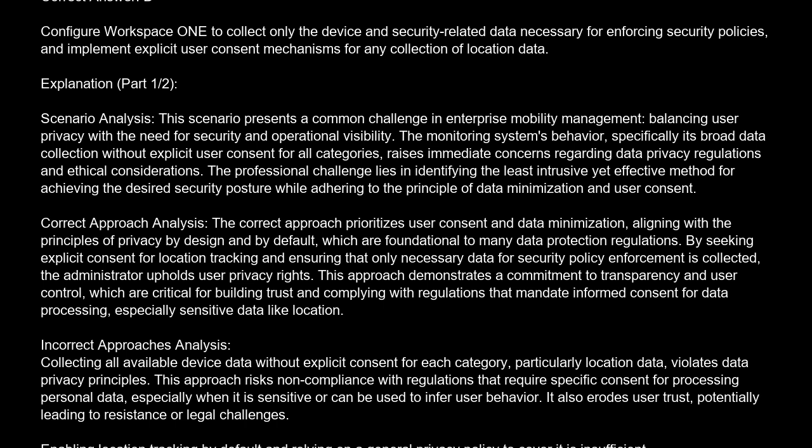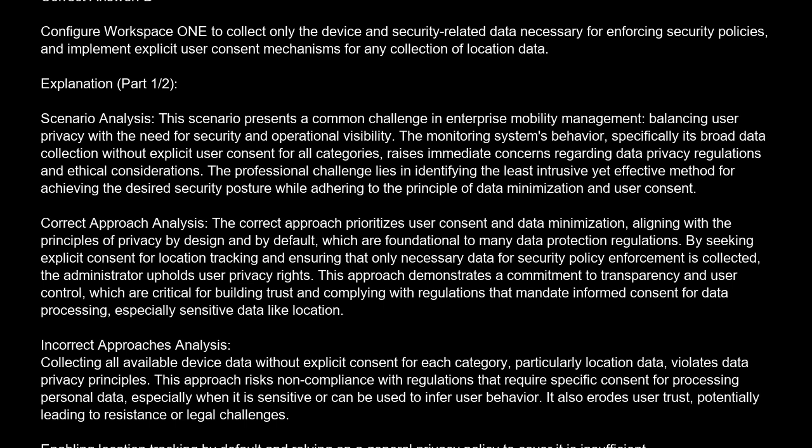Correct approach analysis. The correct approach prioritizes user consent and data minimization, aligning with the principles of privacy by design and by default, which are foundational to many data protection regulations. By seeking explicit consent for location tracking and ensuring that only necessary data for security policy enforcement is collected, the administrator upholds user privacy rights. This approach demonstrates a commitment to transparency and user control, which are critical for building trust and complying with regulations that mandate informed consent for data processing, especially sensitive data like location.